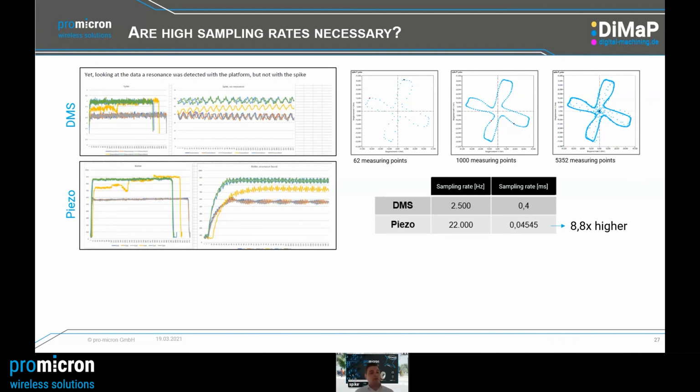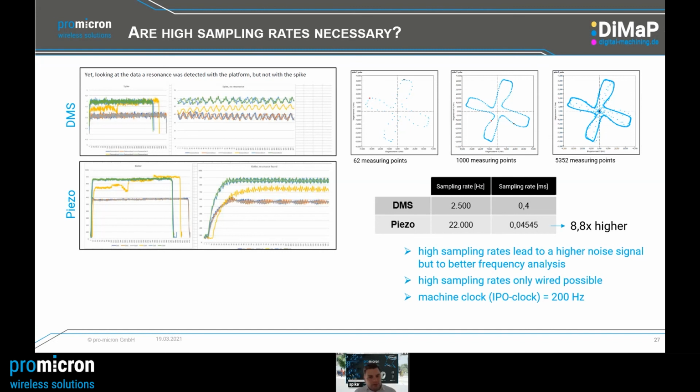also for diagnosis and for the R&D area, where I don't need monitoring conditions. High sampling rates lead to a higher noise signal, but to better frequency analysis. This is also clear. That's why the piezo crystal systems are also very powerful. You can read out a lot of information. But for this high sampling rate, you also need the wired possibility, and on the other side, the machine clock or the machine data is also just recording the data at 200 hertz.